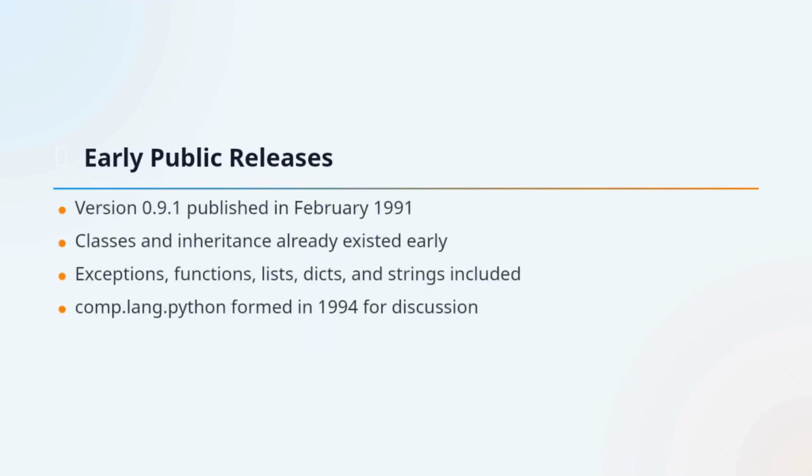The first public code for Python version 0.9.1 was published in February 1991 on alt.sources. Even at that early stage, Python already had many features we still associate with it today, including classes with inheritance, exception handling, functions, and core data types like list, dict, and str. It also had a module system, which Guido described as one of Python's major programming units.